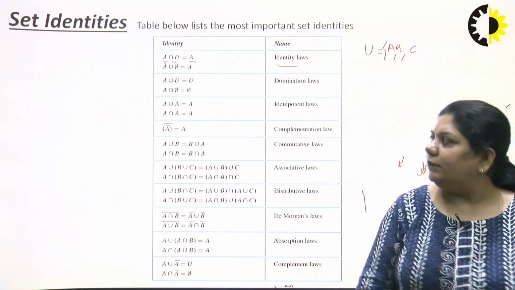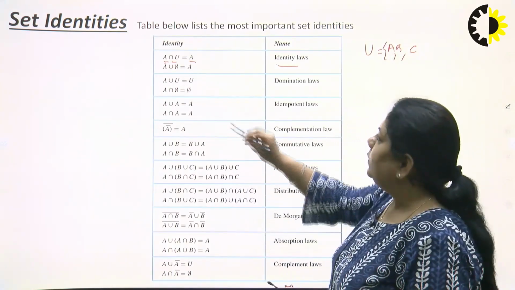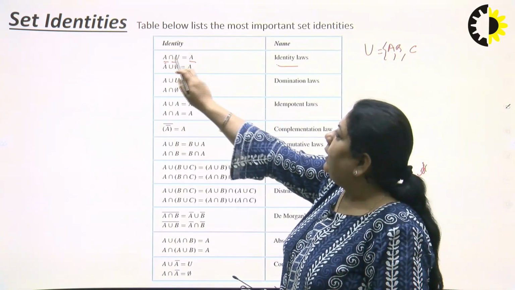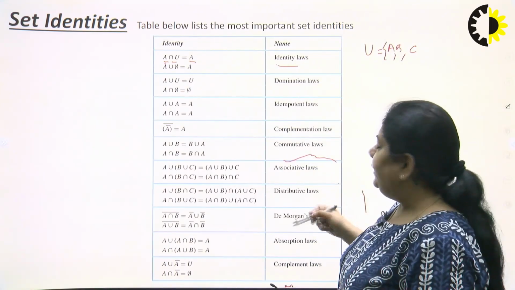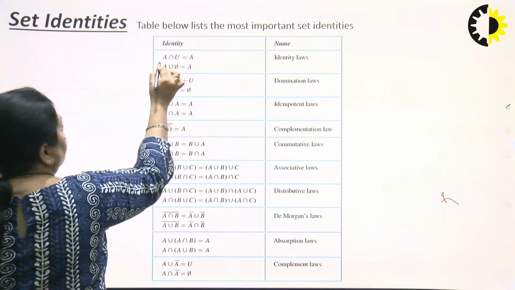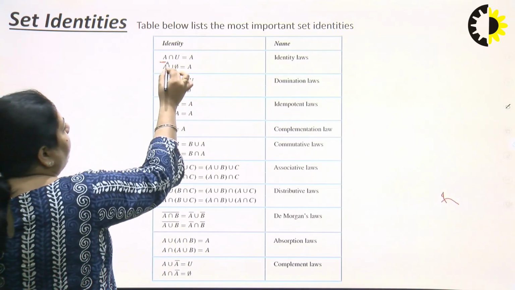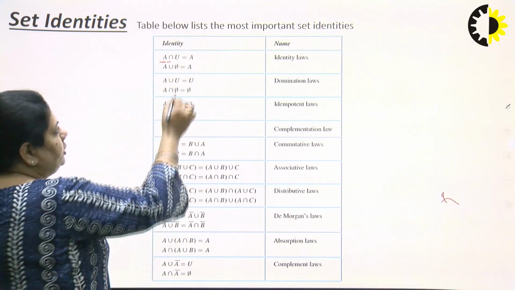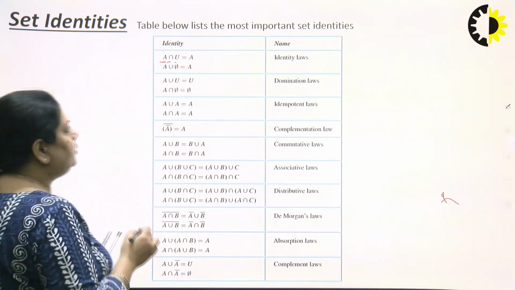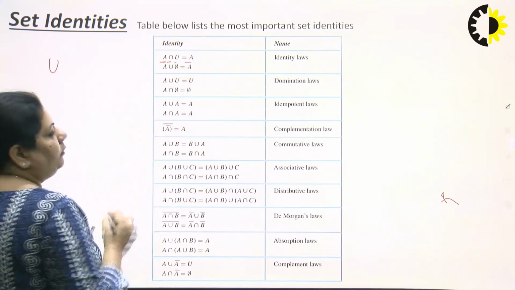So let's start. The first topic today is set identities. What are set identities? These are the names of the set identities that we apply. We have a set, and we apply the intersection operation with the universal set. Here U represents the universal set, and what will we get? We will always get the same set.